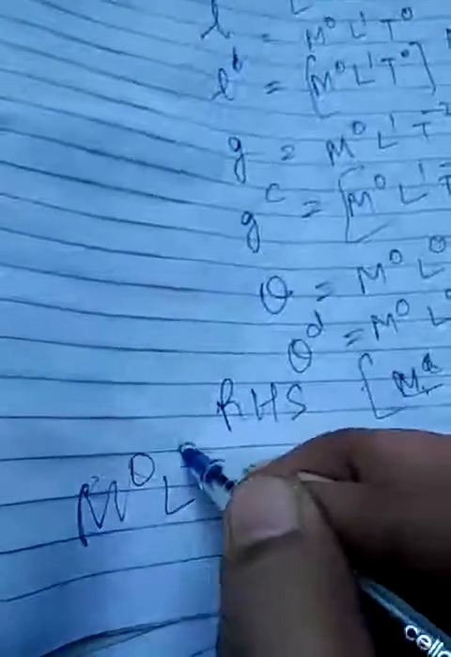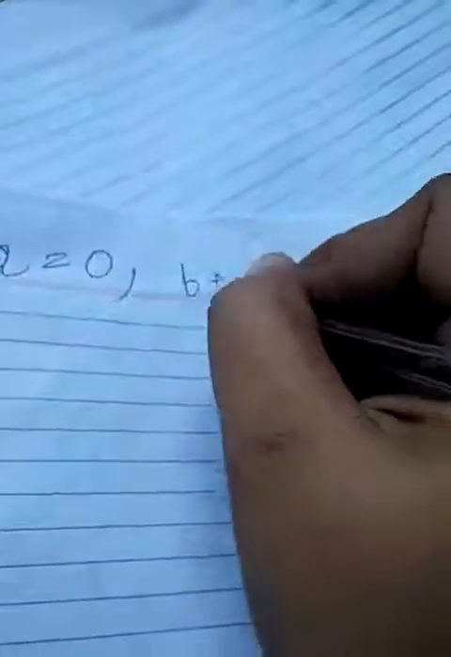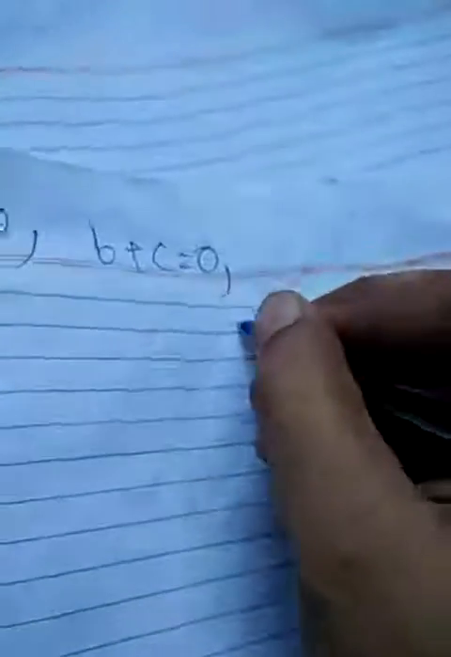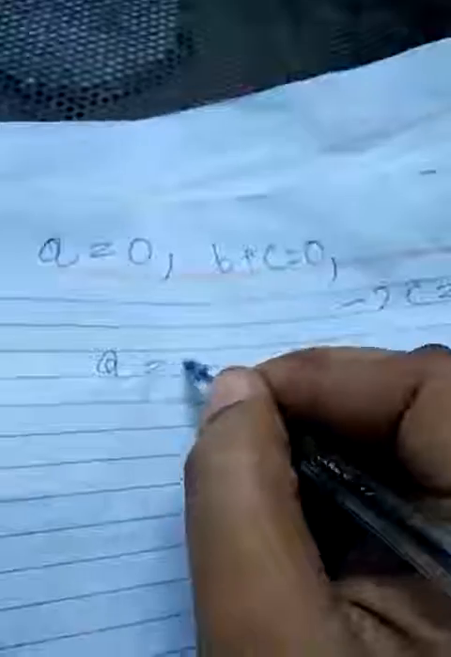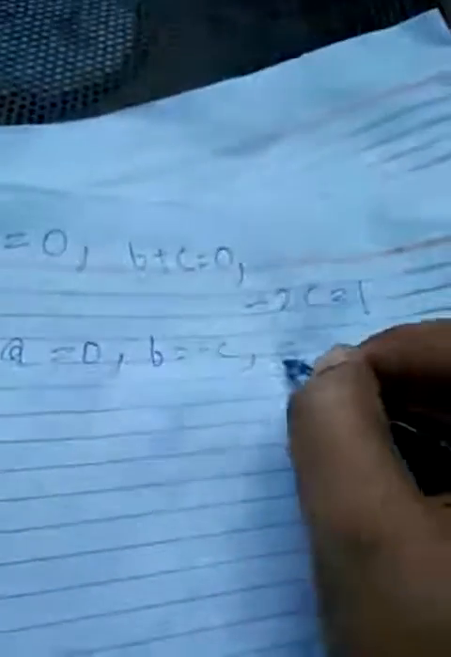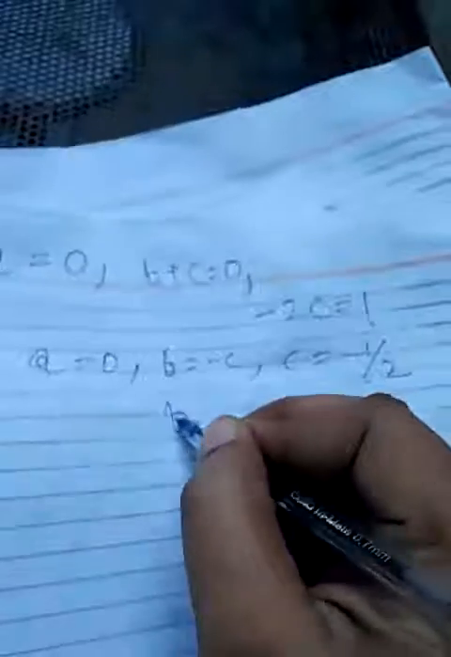Now we have to compare it with the left hand side, which was m0, l0, t1. Comparing the powers, we get a equal to 0, and then b plus c is equal to 0, and then minus 2c is equal to 1. So that means a is equal to 0, b is equal to minus c, and c is equal to minus half. Then b is equal to half.